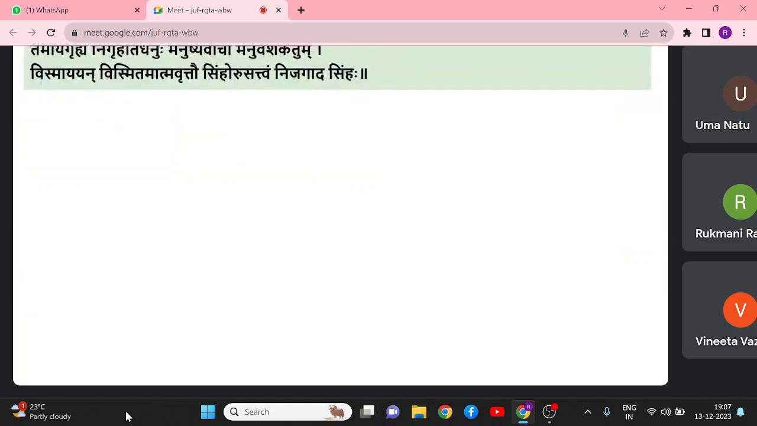So the next shloka is there in our textbook, chapter 5, shloka 1, 33rd shloka. Tamarya grihyam nigrihita dhenuhu manushya vacha manuvamshaketum vismayayan vismitamatma vrittau simho rusattam nijagada simhaha.